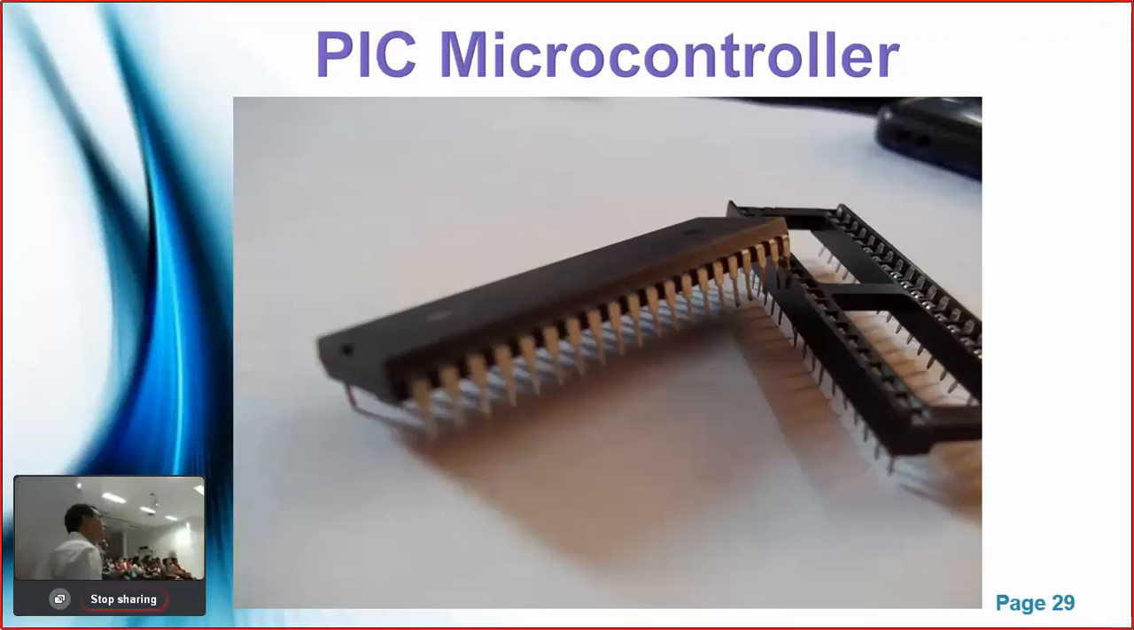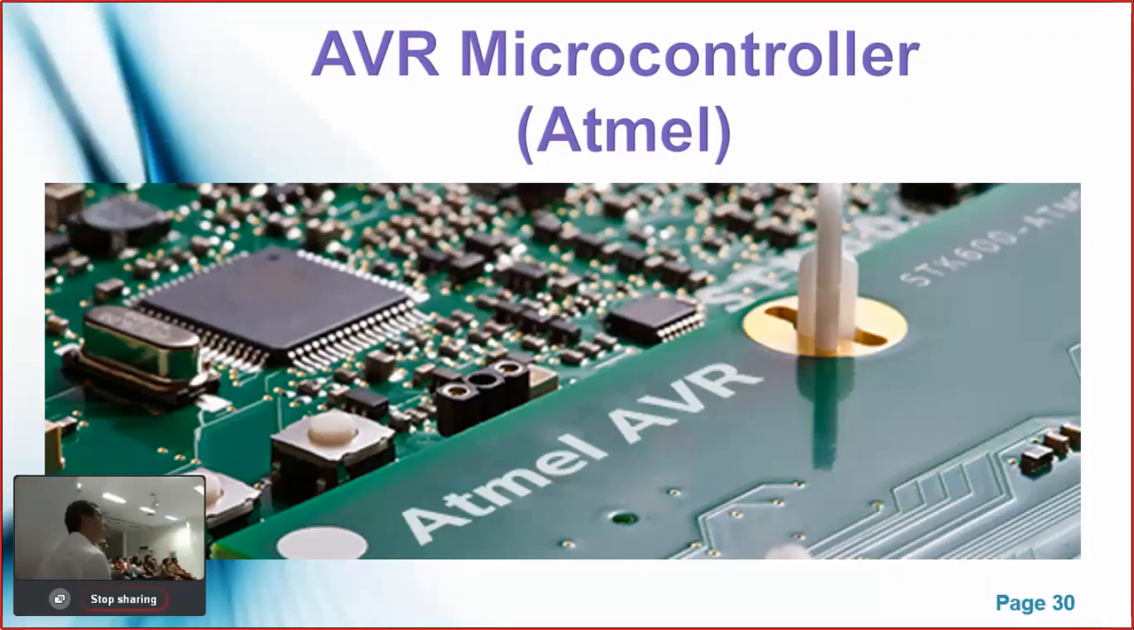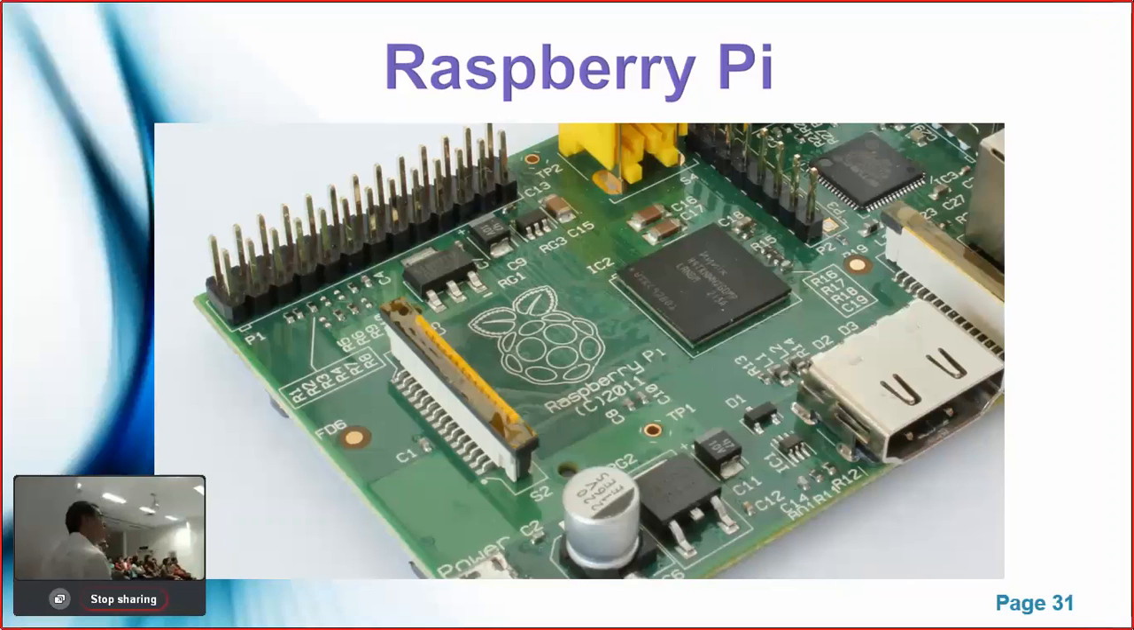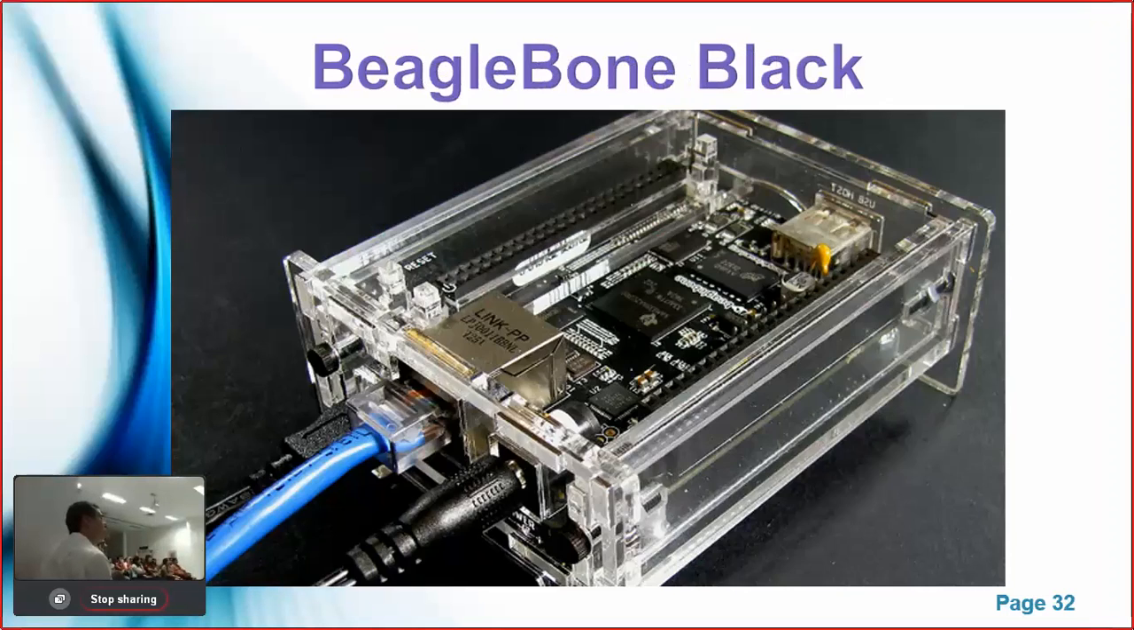We also have the PIC microcontroller, and many families of PIC: PIC10, PIC12, 16, 17, 18, 24, and 32. Our CANSAT can be programmed on PIC18. We also have the AVR microcontroller and Raspberry Pi, which is considered one of the strongest microcontrollers, with the Linux operating system. We have BeagleBone Black also.